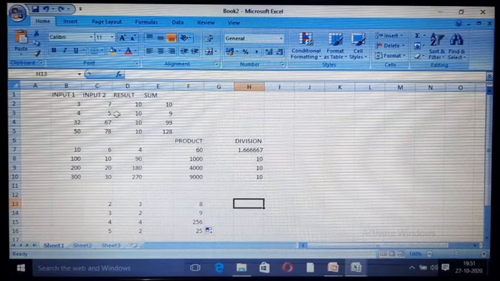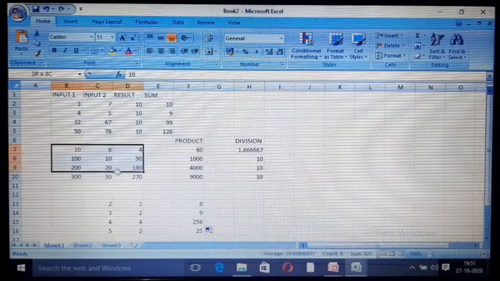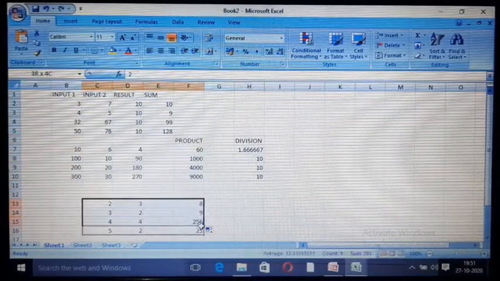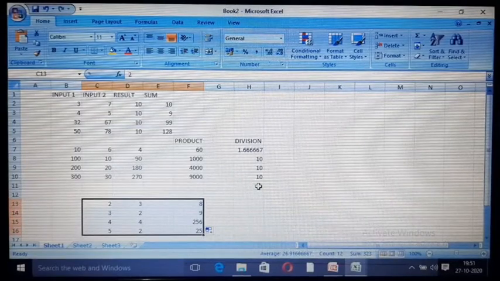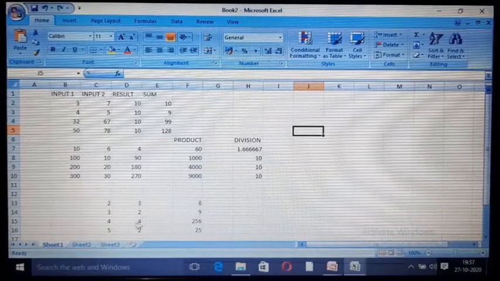With the autofill handle we do here addition. Now here is subtraction. Now here is the product. Here is the division. Here is the exponent. Now let's see how to use BEDMAS.